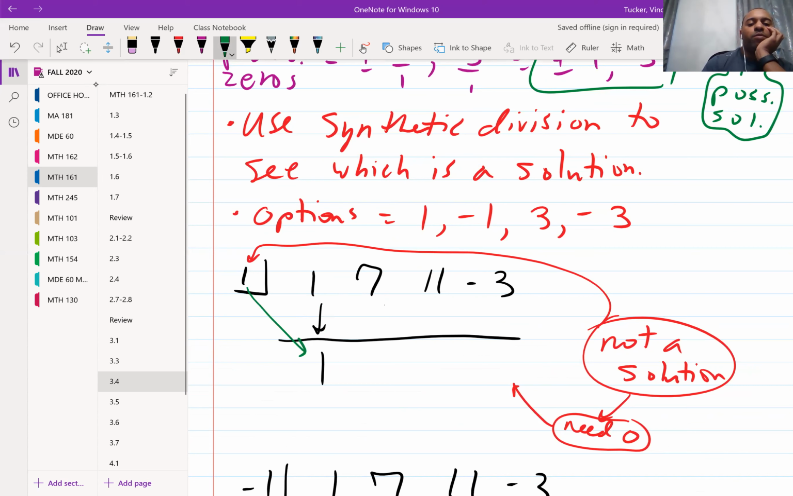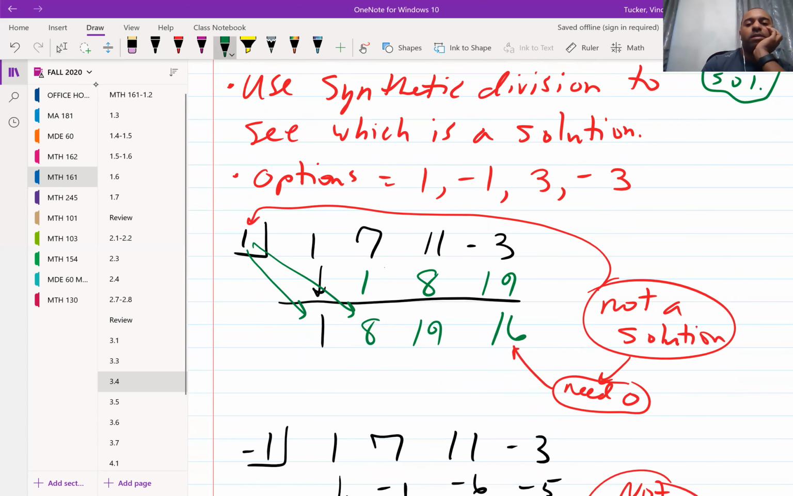And now 1 times 1 will give you 1. 1 plus 7 is 8. Then you would do 1 times 8, which will give you 8. 11 plus 8 will be 19. Then 1 times 19 is 19. -3 plus 19 is 16. So this means that 1 is not a solution, because if it was, then it would be a 0 right here.